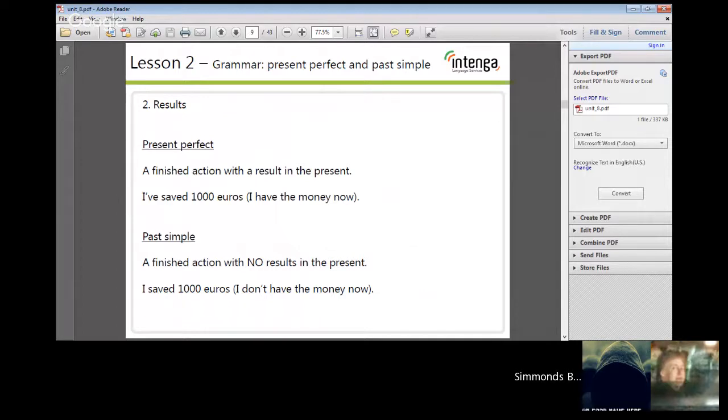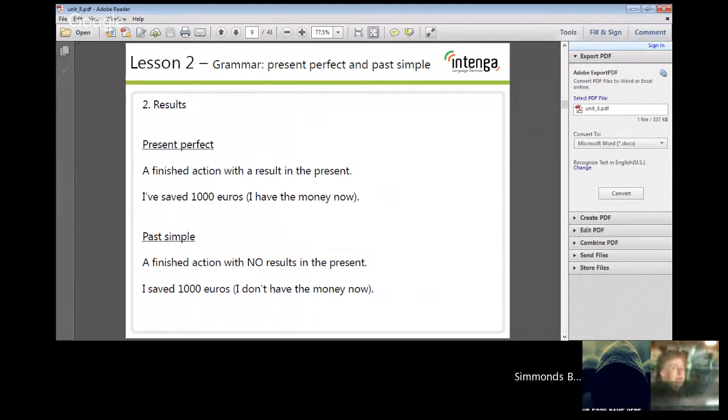Okay. So I'm going to slightly disagree with the last part only because there's no context here. Even though it says a finished action with no results in the present, it's not telling me what exactly. If I say I saved 1,000 euros last year, perfect. However, I need a time clause in that sentence for me to completely agree with it. That's my only disagreement. Ken, do you have anything to say? No. Okay, that's fine. So any questions about these examples?